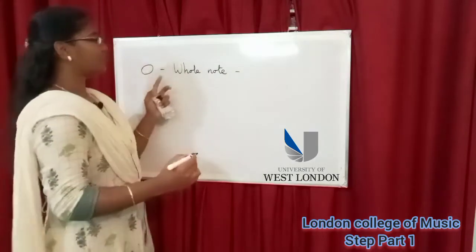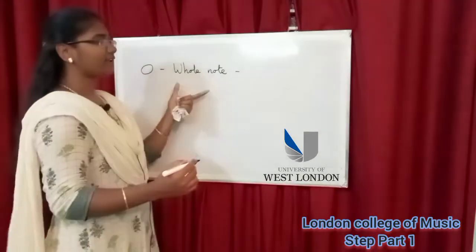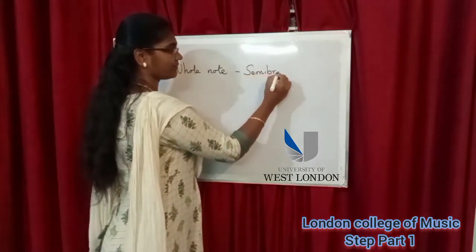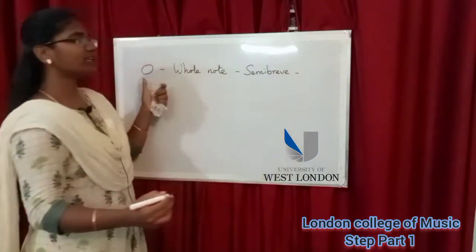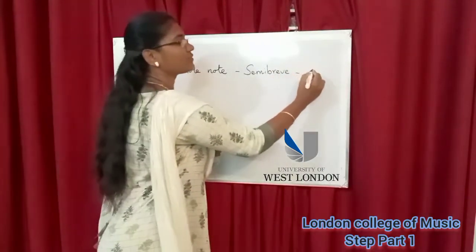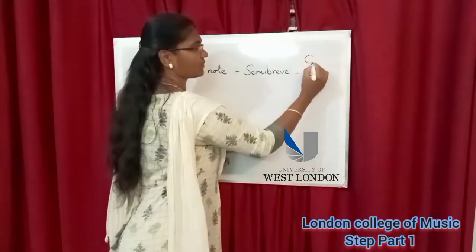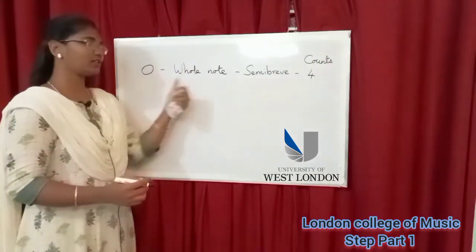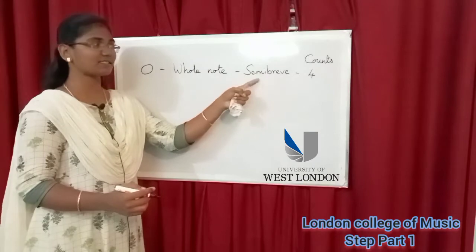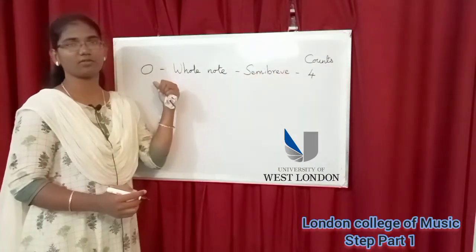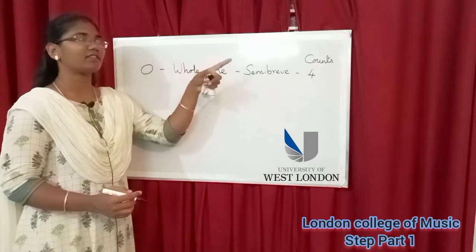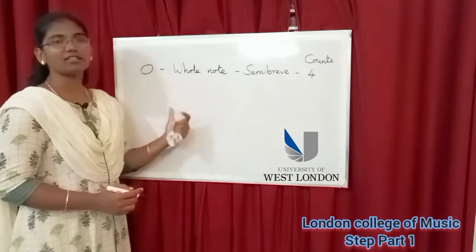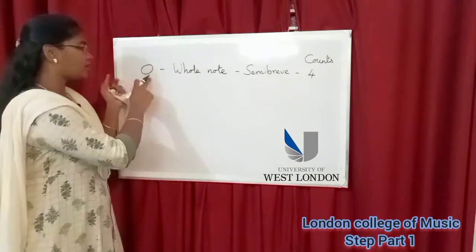And then, another name for the whole note is semibreve. And how many counts for this note? That is 4 counts. So this is the whole note. Another name for the whole note is semibreve, and it has 4 counts. I will teach what the count is, but first we can learn all the notes. So this is the whole note.